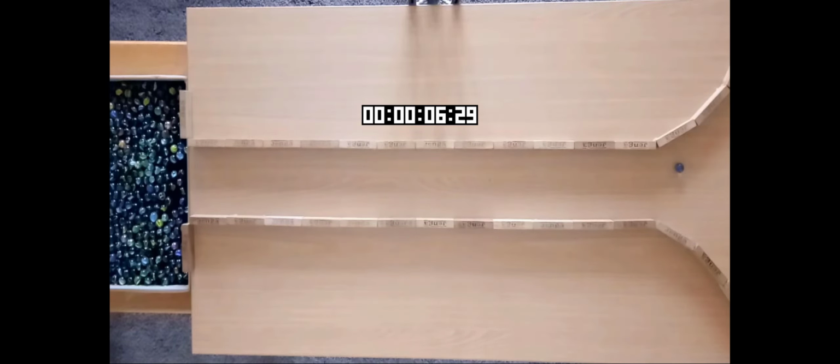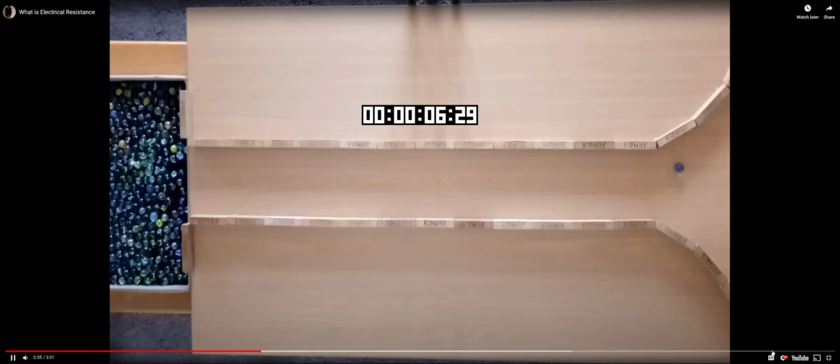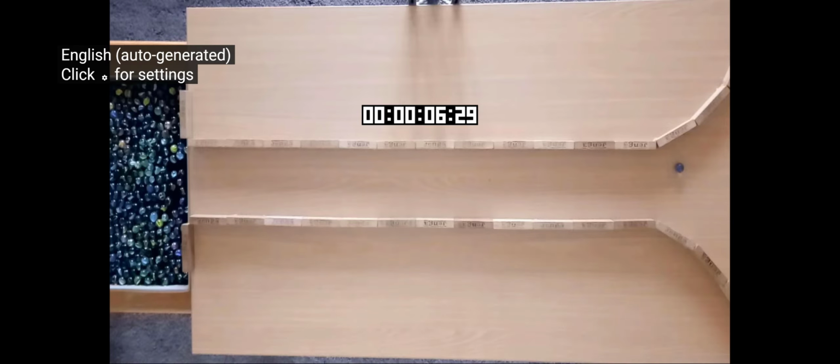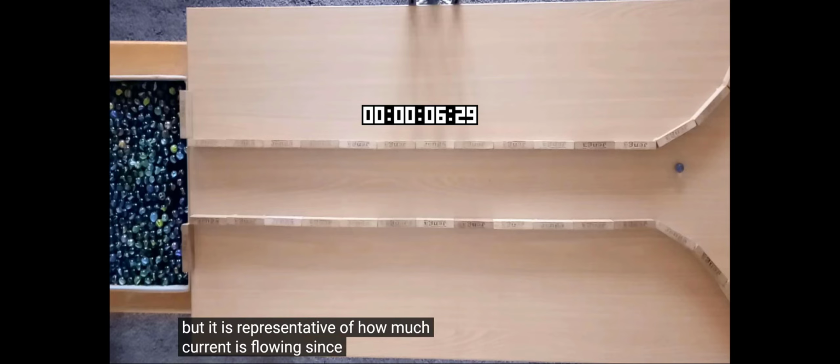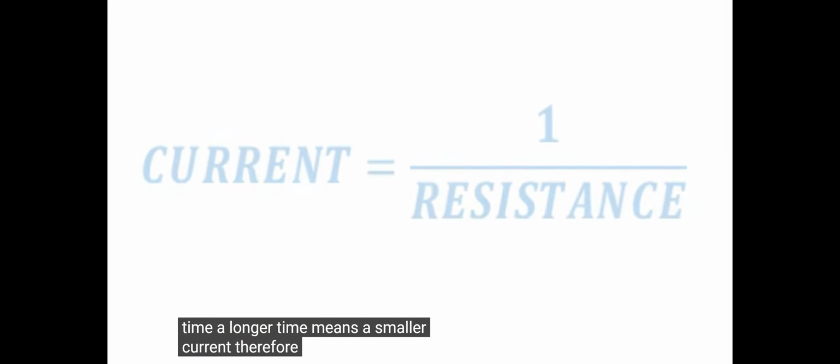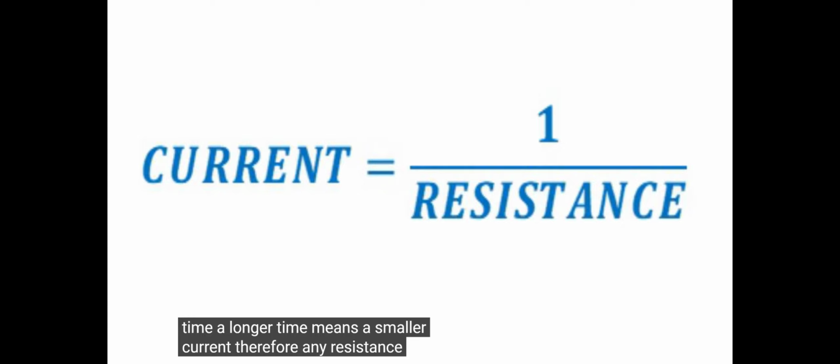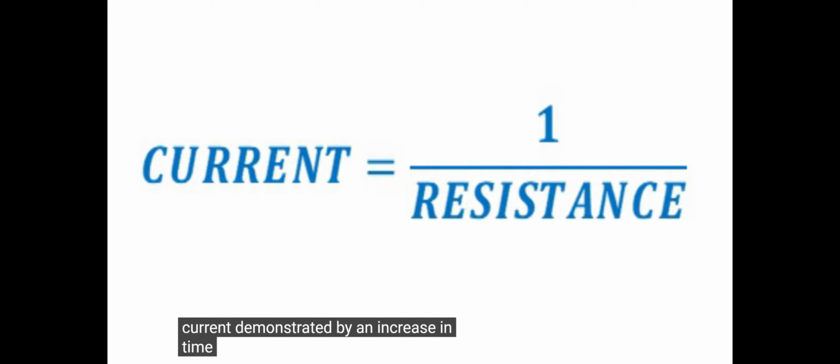It took just over 6 seconds for some number of electrons to pass a point. This is an arbitrary value of time, but it is representative of how much current is flowing, since current is how many electrons pass a point in a certain time. A longer time means a smaller current. Therefore, any resistance to the flow of electrons will decrease the current, demonstrated by an increase in time.